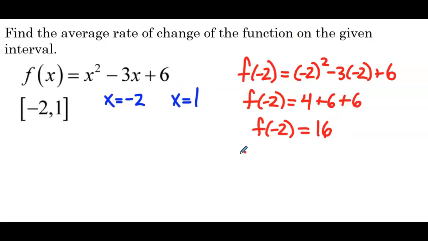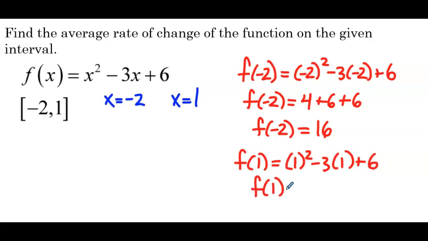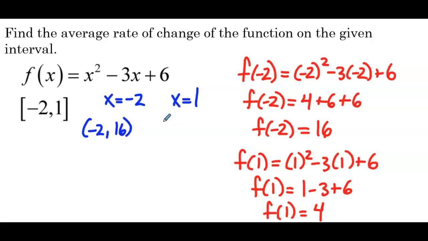And then we'll input 1 in, so f of 1. We'll substitute 1 in for each x. So we have 1 squared minus 3 times 1 plus 6. So f of 1 is equal to 1 minus 3 plus 6. So f of 1 is equal to 4. So our 2 points are negative 2, 16, and 1, 4.